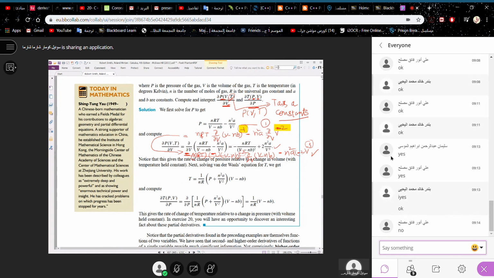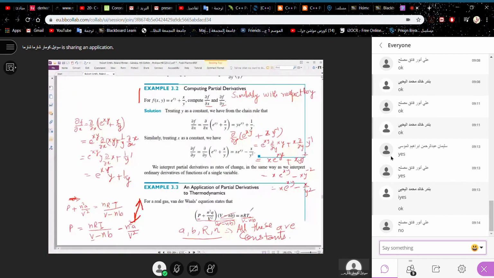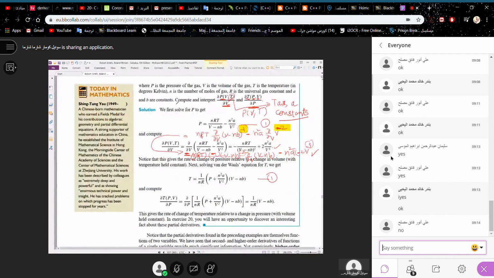You need the temperature with respect to P. Temperature with respect to P. So similarly, you can write the temperature here like this. This is your equation: P plus n square a upon V square, times V minus nb, equal to nRT. This is your van der Waals equation.